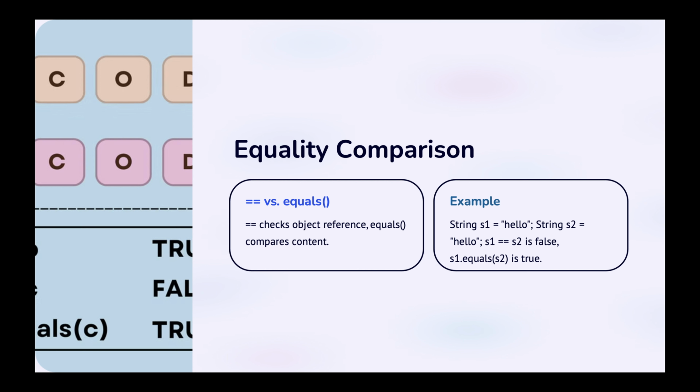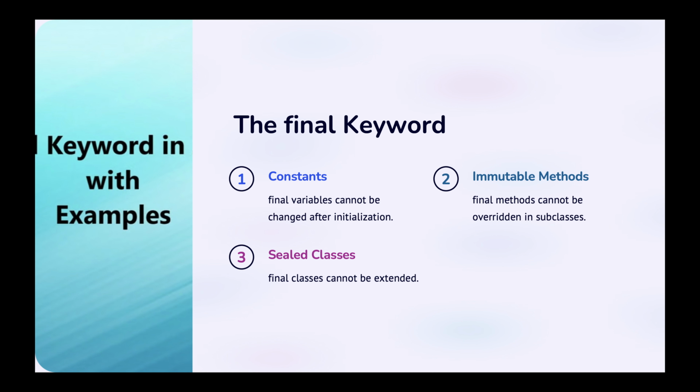What is the output? The first one, s1 double equals s2, is always false, right? Because they are different objects, so they have different memory locations. So it is giving false. And s1.equals(s2) returns true because the content is the same here, the content is hello. Cool. Now we go to the next question.